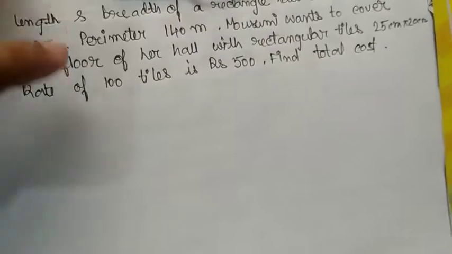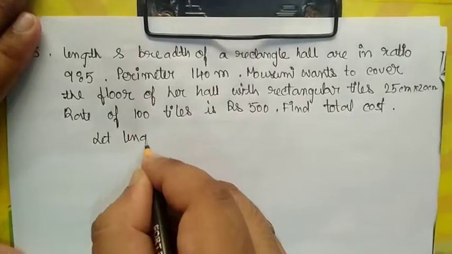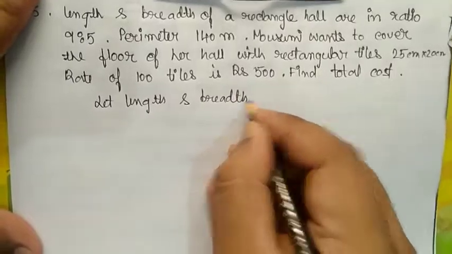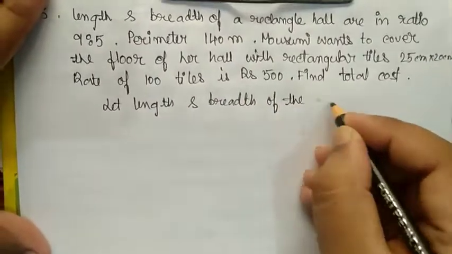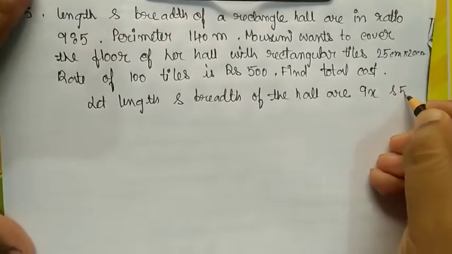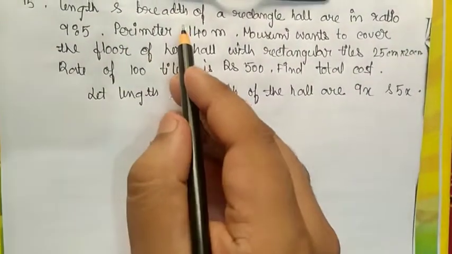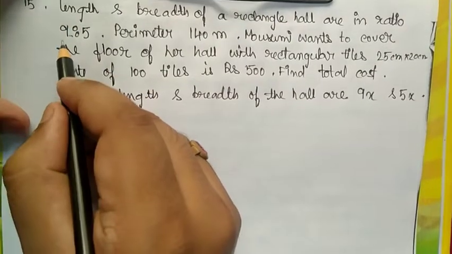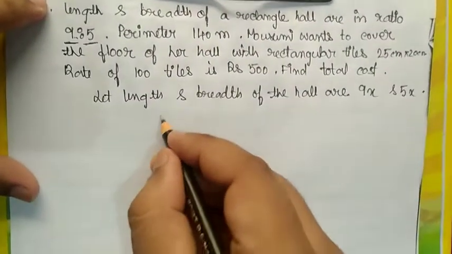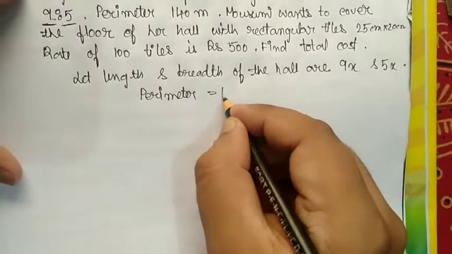So first of all, let the length and breadth of the hall be 9x and 5x. We don't know the value of length and breadth, but the length and the breadth are in the ratio 9:5. Therefore we assume that length is 9x and breadth is 5x. So perimeter equal to 140 meter.